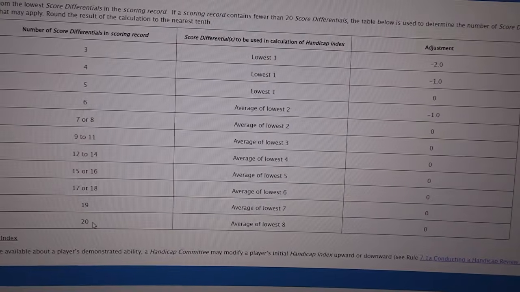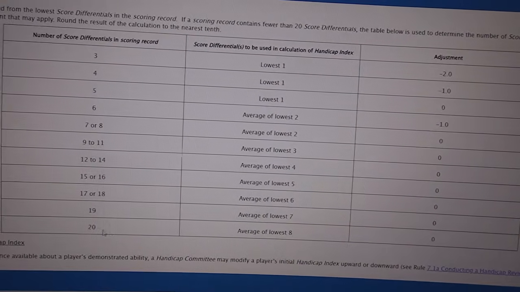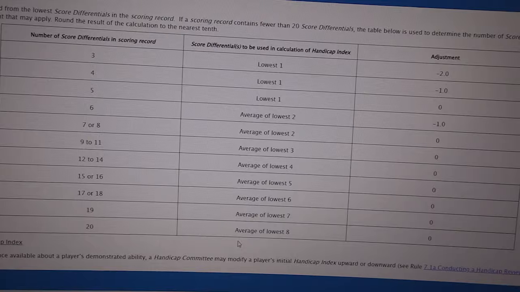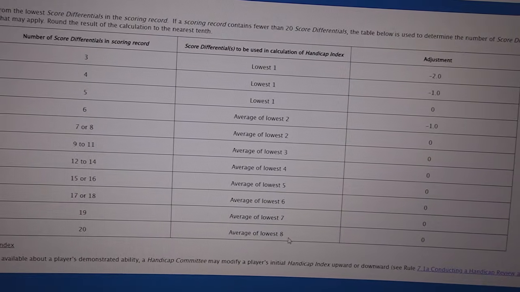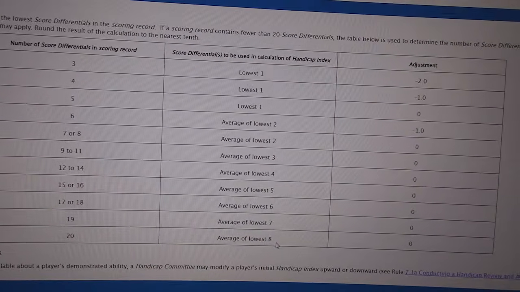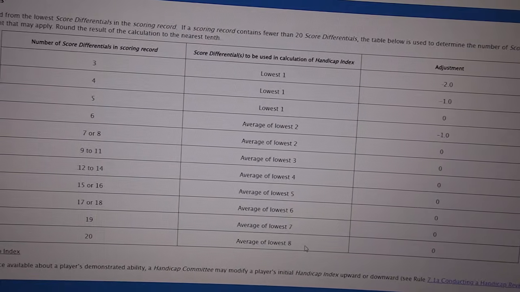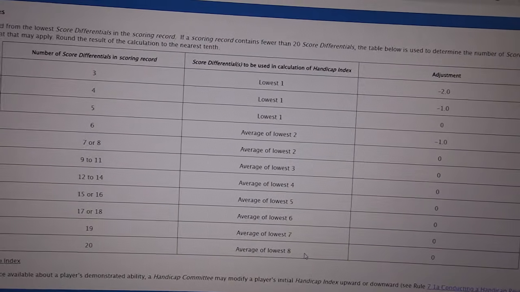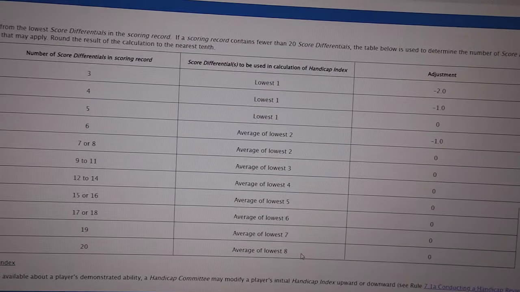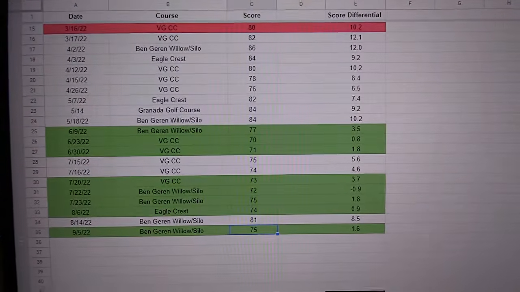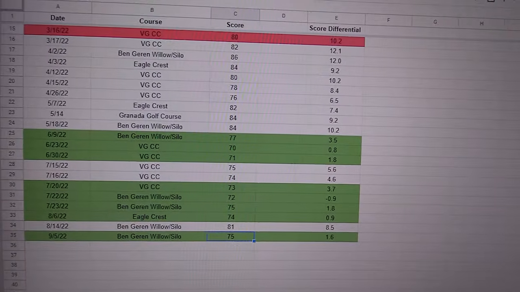What you'll do is, when you get a true handicap is when you get 20 completed rounds, you'll average your lowest 8 differentials for those 20 rounds, and no adjustments will be made. So your average of your lowest 8 rounds out of your most recent 20 rounds of golf is your actual golf handicap.